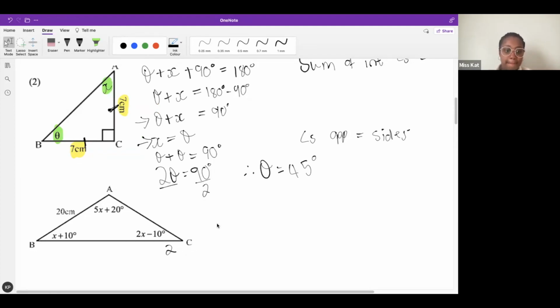Ma'am, you're gonna say 5x plus 20 degrees plus x plus 10 degrees plus 2x minus 10 degrees equals 180. And the reason is the sum of the interior angles of a triangle.